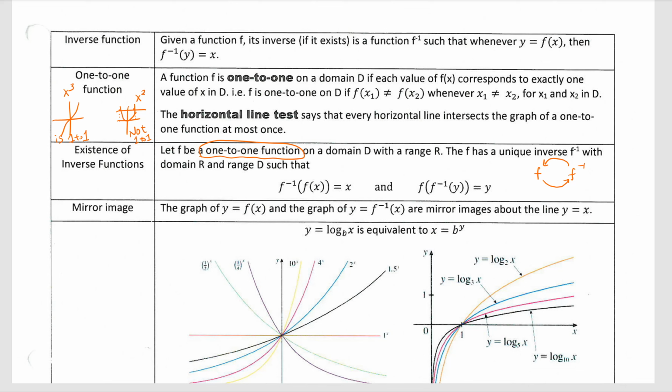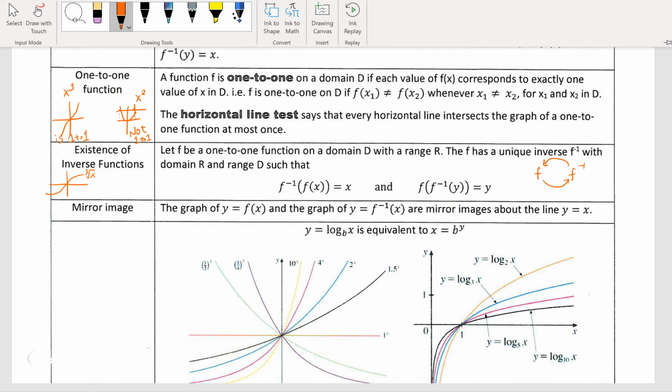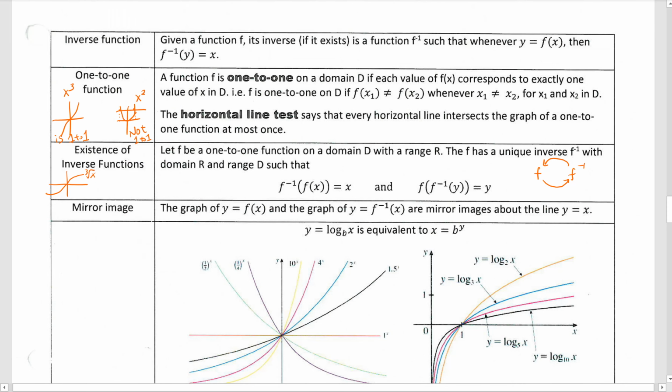Okay, so this one-to-one function, if you can remember, x cubed is one-to-one, so we can find the inverse function. That's the cube root of x, right? But x squared is not one-to-one. However, even though it's not one-to-one, we can restrict to a region that is one-to-one. So we can look at x greater than or equal to 0. So we restrict to this piece, then this piece is one-to-one, then we can find the inverse function. So this is the square root of x.